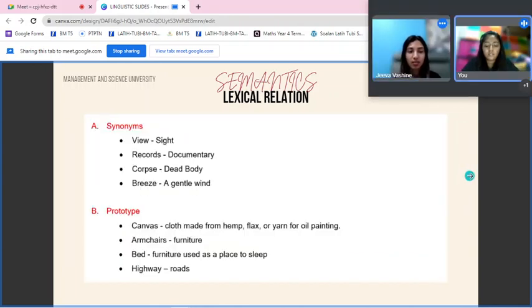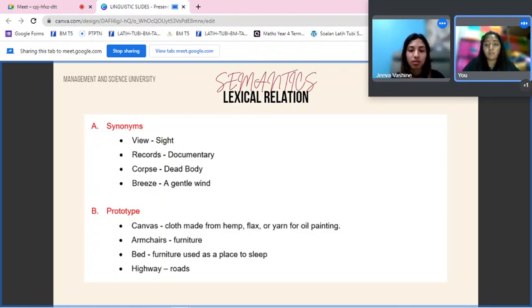Okay, so moving on to the next part, which is semantics, lexical relations. Lexical relation is the relationship of words, particularly nouns. Meanings of words are always given in words that have related meaning and not exact meaning. So from the first one, I'm going to explain synonyms and prototype. So synonyms give the meaning of words. Example for broad, the meaning of broad is wide, and for cab, the meaning of cab is taxi.